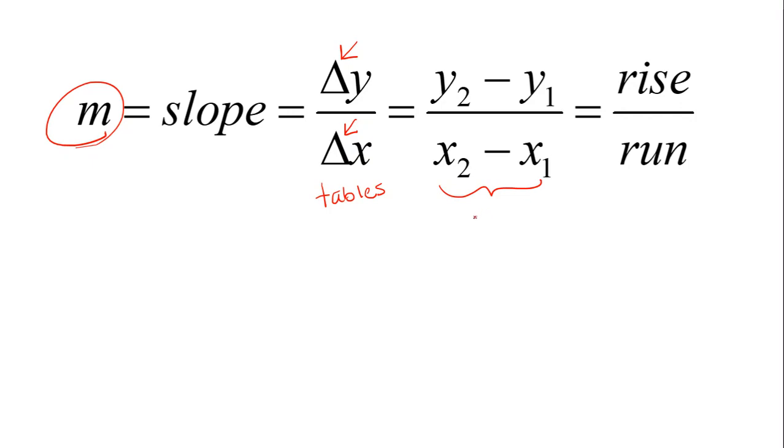Another way we look at slope is using a formula. And usually when we use the formula, the values come from points. So if I give you two points and I want you to find the slope, this is what you would do. And then we also talk about rise over run, which comes from a graph. Those are the three main ways that we look at slope.